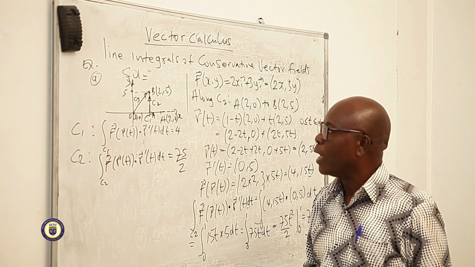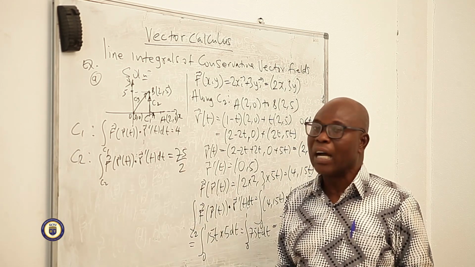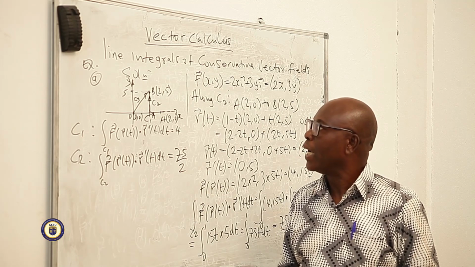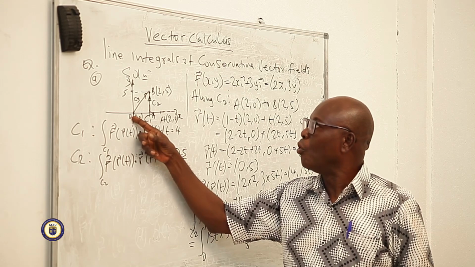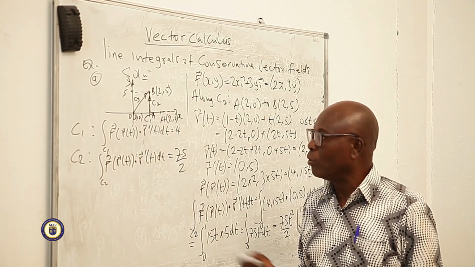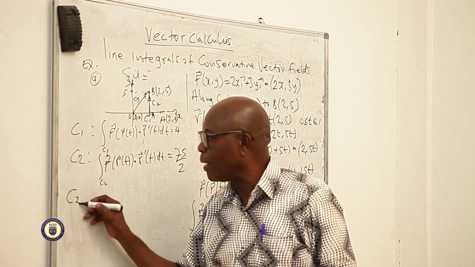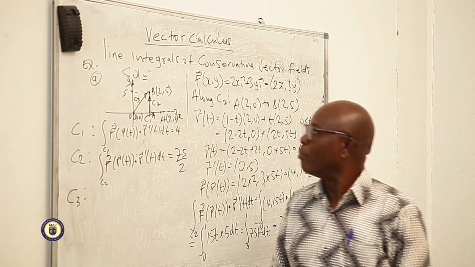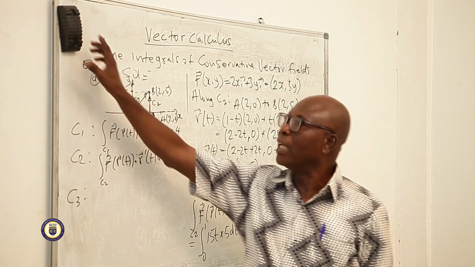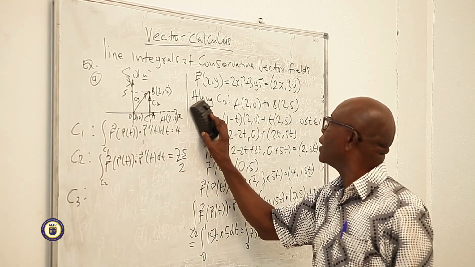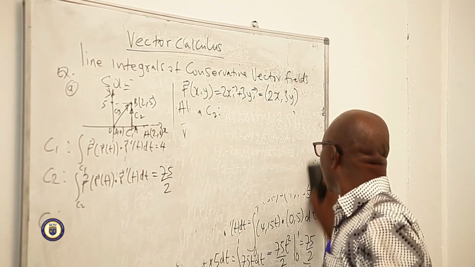So we're going to look at the third scenario, where we find the line integral from O to B. So we are going to find the line integral along the third path, which is from O to B. We can take this one completely off so that we find the line integral.